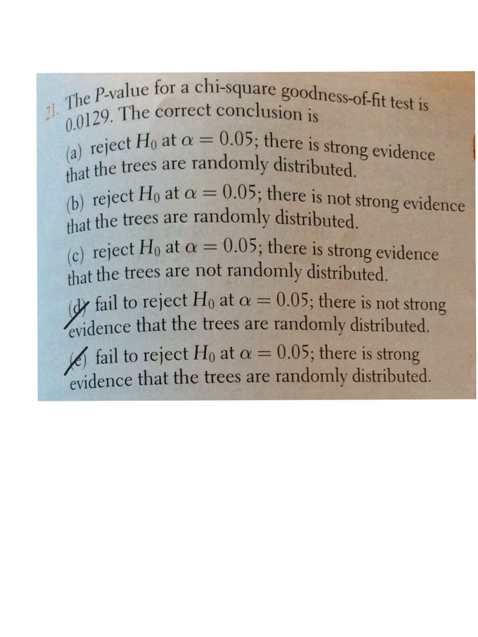Okay, so reject the null hypothesis at the 0.05 alpha level. There is strong evidence that trees are not randomly distributed. Letter C.